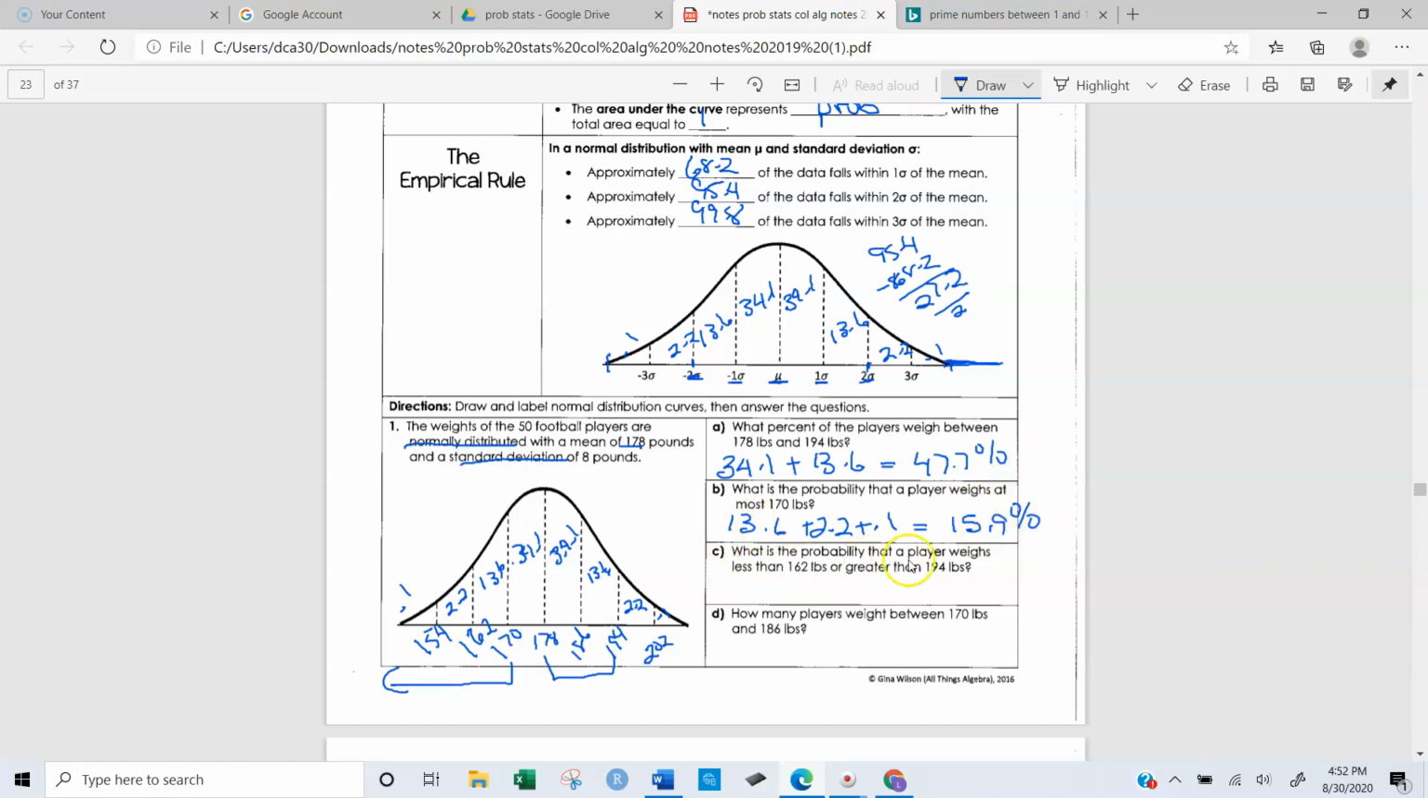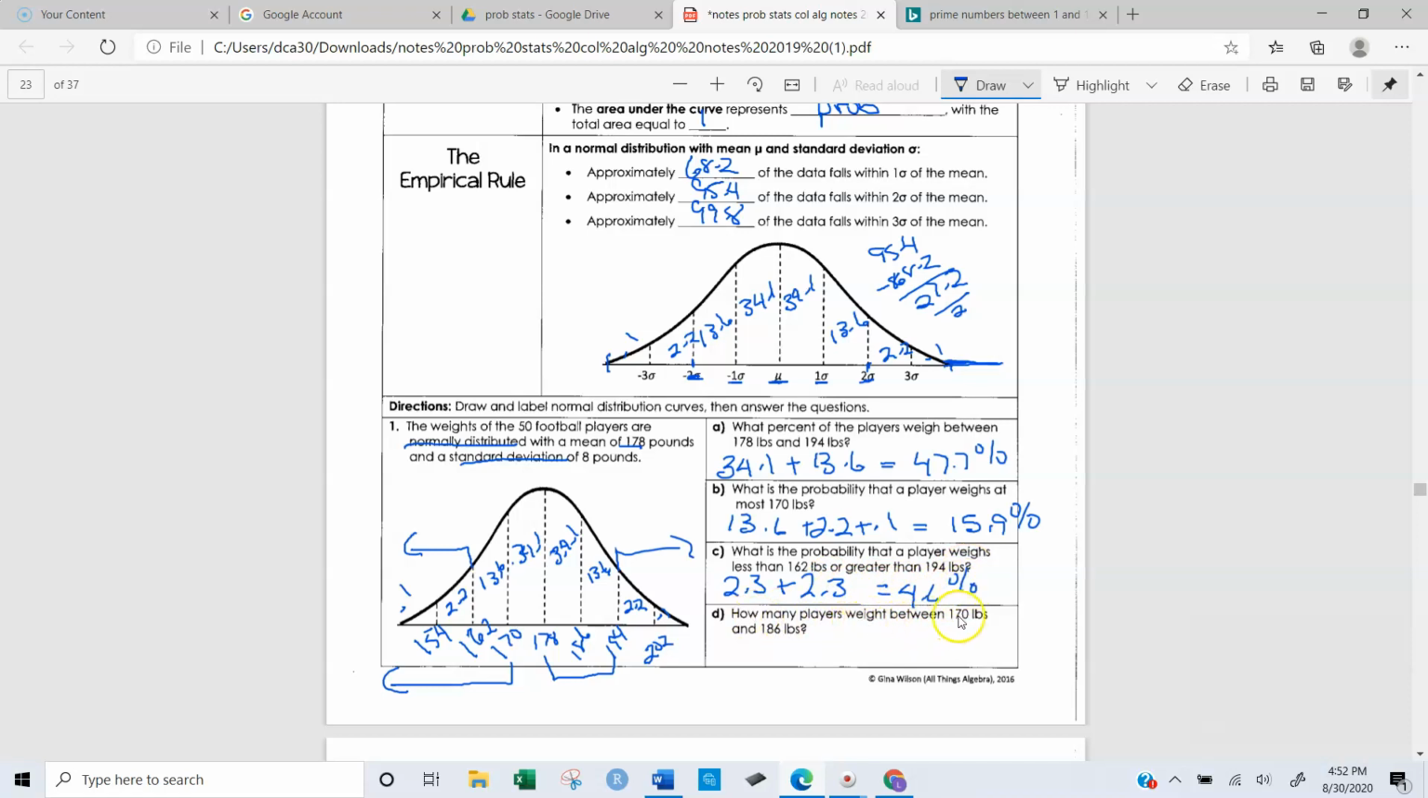What's the probability that a player weighs less than 162? Let's go up here. So less than 162, so that's these directions. So we got 2.3 right now. Let's write that down. And greater than 194, plus 194 is also from here to here. So that's your other side of the spectrum. So we're going to have a 4.6%.